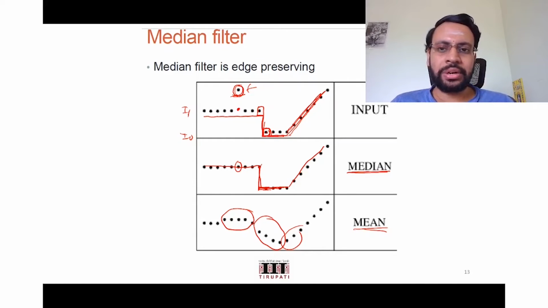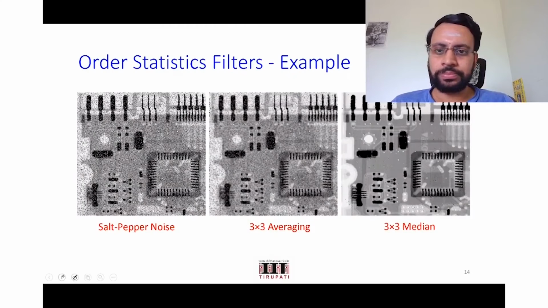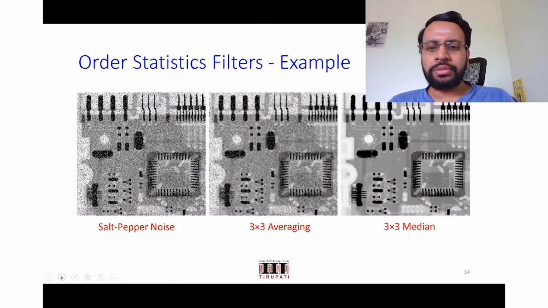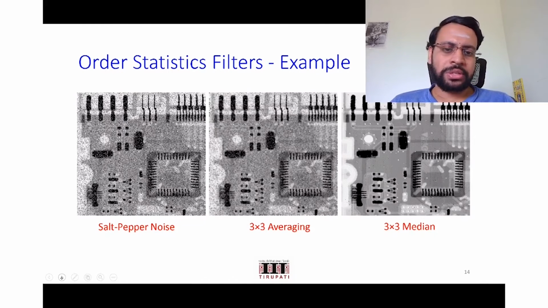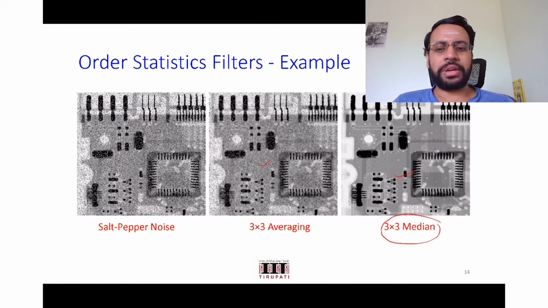Hope it is clear about median filter as well. Another example here where there is an image of a PCB probably which got corrupted with salt and pepper noise. If you are doing an averaging of it, this is the nature of the image that you would be getting. On the other hand, if you are using a 3x3 median filter, you will get a very good image, as you could see here.